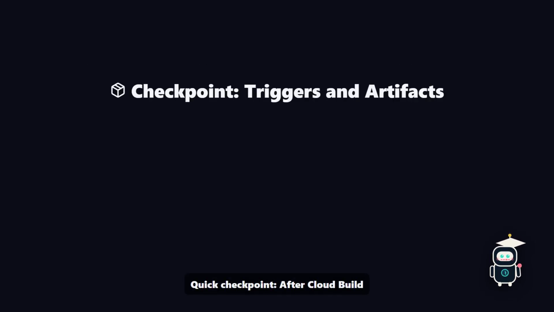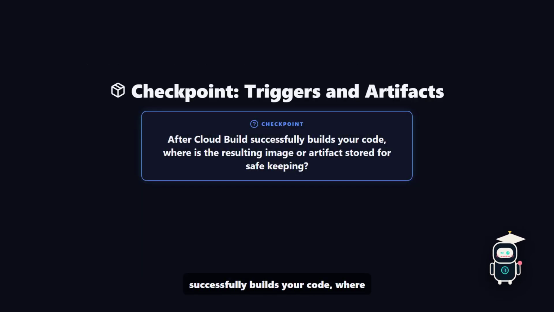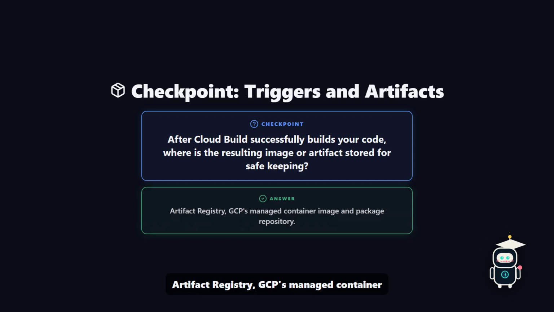Quick checkpoint. After Cloud Build successfully builds your code, where is the resulting image or artifact stored for safekeeping? Pause and think. The answer: Artifact Registry, GCP's managed container image and package repository. Think of it as the secure library for all your built artifacts.